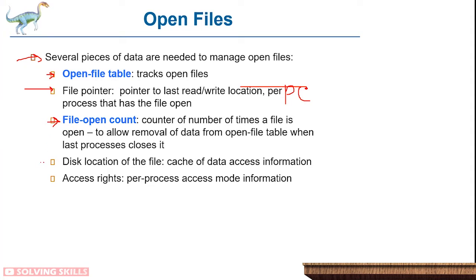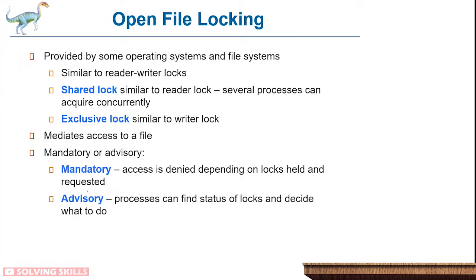Similarly, the table holds the disk location of the file and a cache of data access information. The directory structure is going to be cached into the memory for faster access to the disk. Access rights will also be maintained about the open files, so that it's easier to protect the files from invalid access. So this is all we do with the open files.